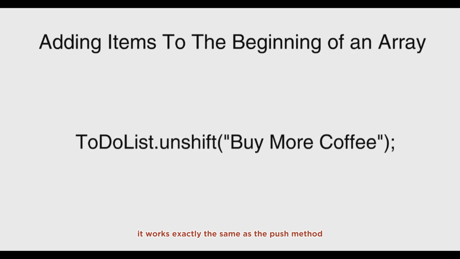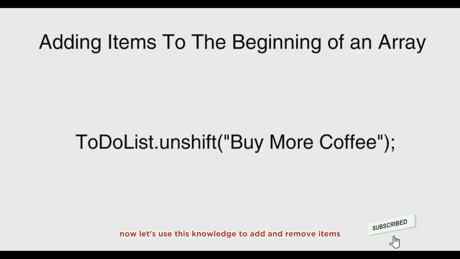Now that you know how to add items to the end of an array, let's learn how to add items to the beginning of an array. The method we use to do this is called the unshift method. Don't let the weird name confuse you. It works exactly the same as the push method, except that it puts a new item at the beginning of an array instead of at the end.